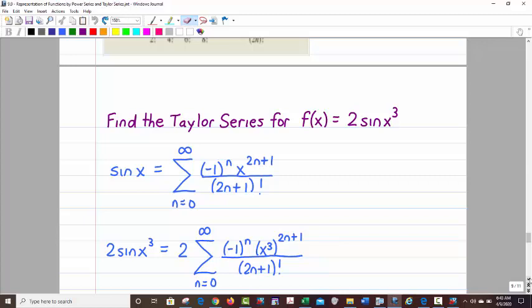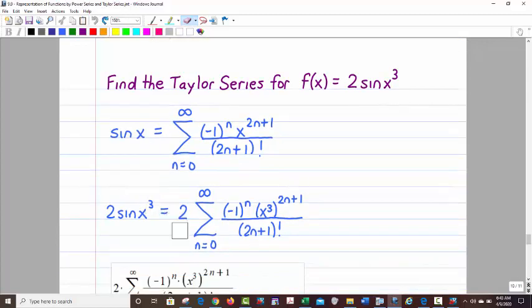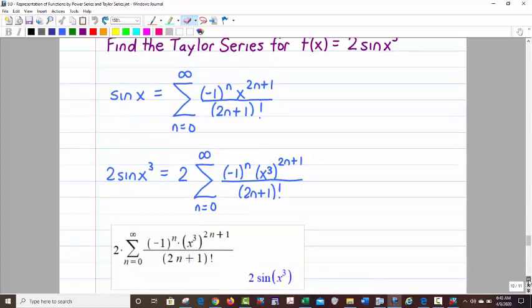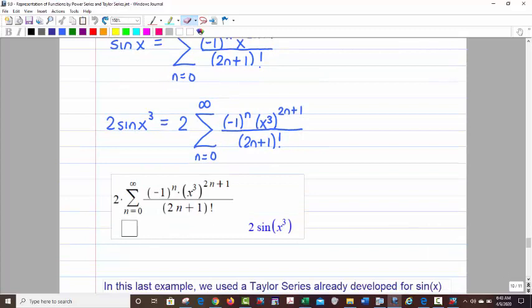Now let's take a look at this one, 2 sine x cubed. A smart way to do this would be to take the series that we already have and substitute again. That's exactly what we're going to do. So the 2 you can just treat as a multiple. I'm going to replace x with x cubed. And then basically we have it. That's all we had to do. I just replaced the x with x cubed, put a 2 out here, and look what it gave us: 2 times sine of x cubed.